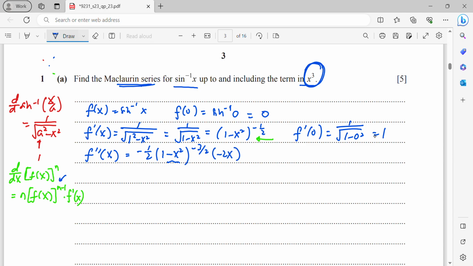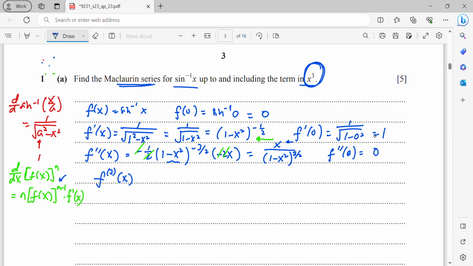So now I will simplify. The minus will be the minus half and 2 will be cancelled off. Therefore I will get x over 1 minus x squared to the power 3 over 2. This is my simplest form. Right, so my f double prime 0 will be 0, because the numerator is 0, so 0 over any value is 0.